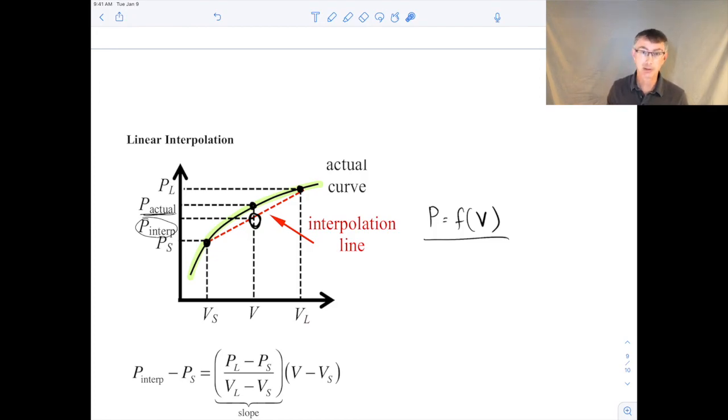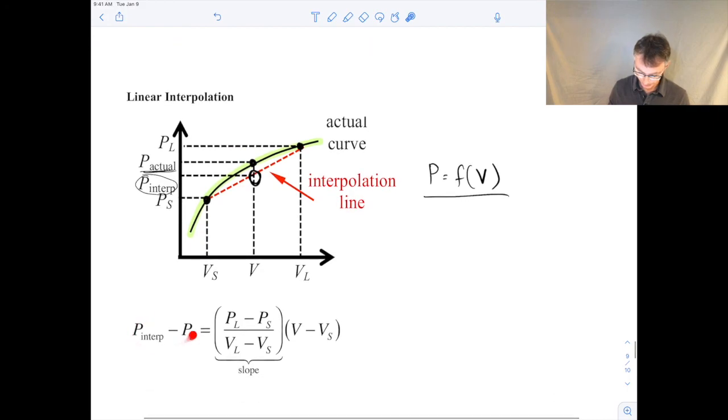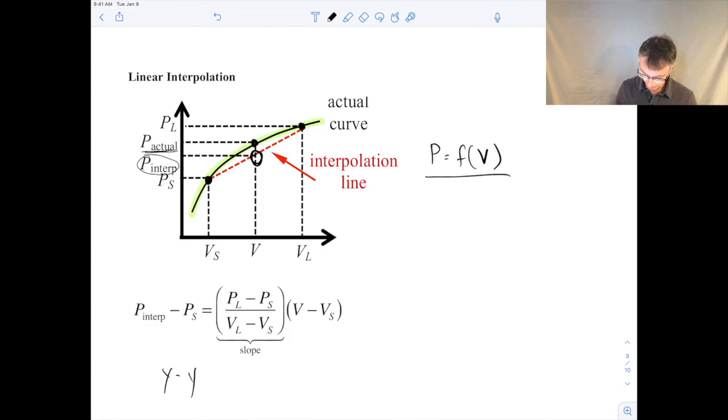Okay, but this is what linear interpolation is: instead of having the real curve, we actually just draw straight lines in between points. Now, to figure out what that interpolated value is, we can just make use of the equation of a line, and that's what I've done down here. So this has the form of y minus y naught equals slope times x minus x naught. That's the form we have here. Instead of y, I have a P for my property. So this is what I'm trying to find, my interpolated value.